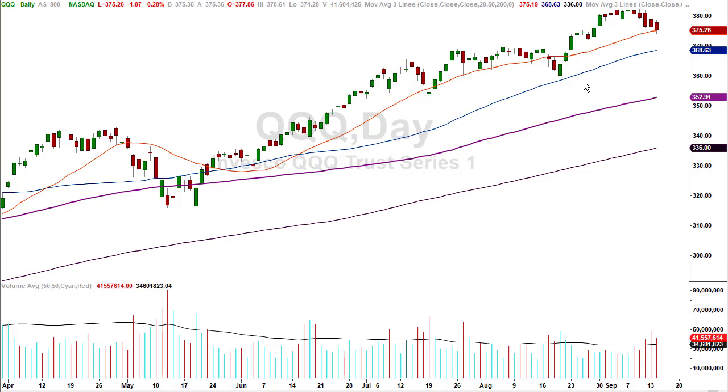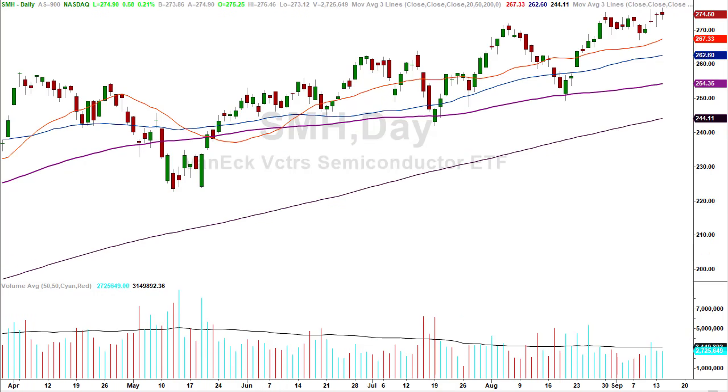Could they go a little lower, fill the gap over here? Certainly. But in and around that zone, they will find support. It will also be magnetic. So the closer they get, price will get pulled into that area. That's the way it works.